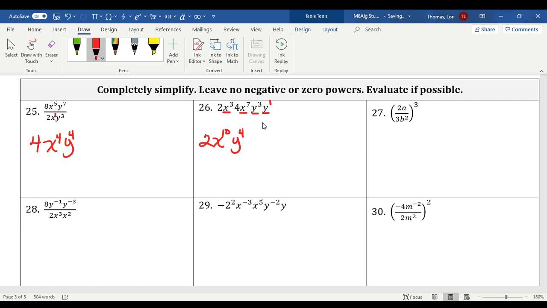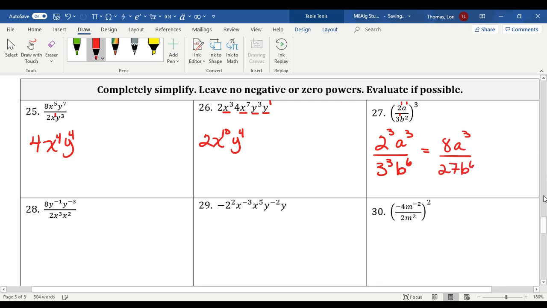On 27, we're doing a power to a power. We have 1, 2, 3, 4 factors, so each of those has their own exponent. So when it's not written in, I'll go ahead and write it in. And we're going to multiply this outside exponent to all of these exponents. So we have 2 to the 3rd, a to the 3rd, over 3 to the 3rd, and b to the 6th. When we multiply 2 to the 3rd, we get 8. So 8a to the 3rd, and 3 to the 3rd is 27, b to the 6th.